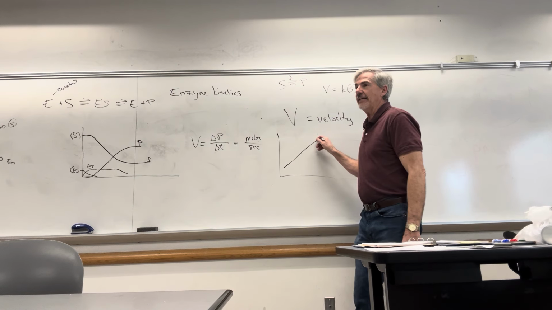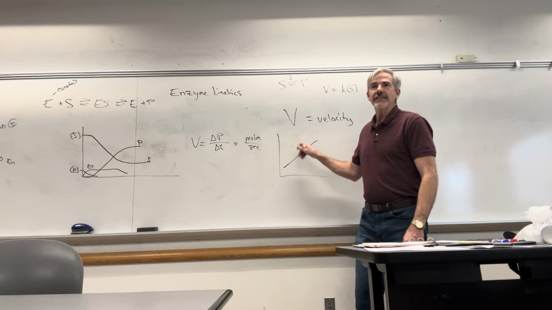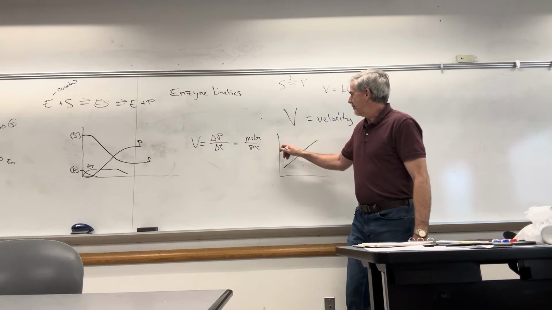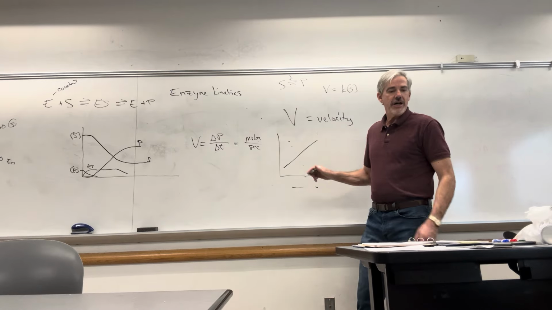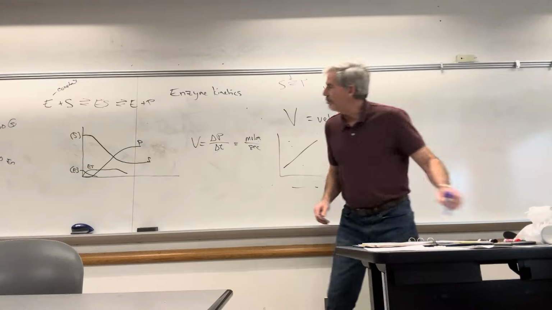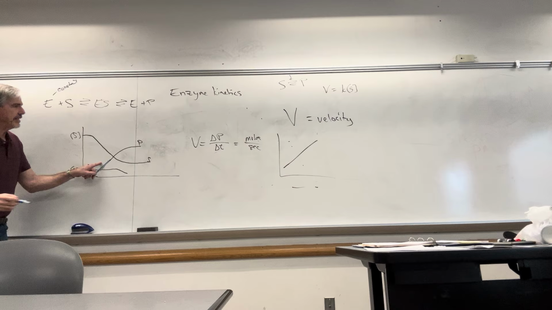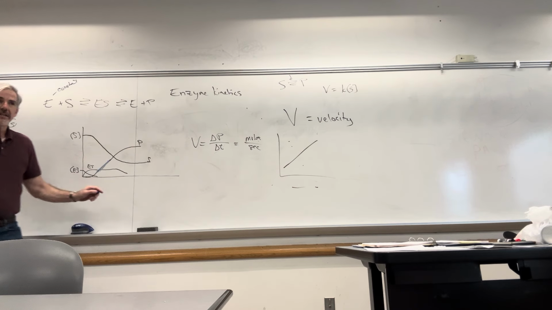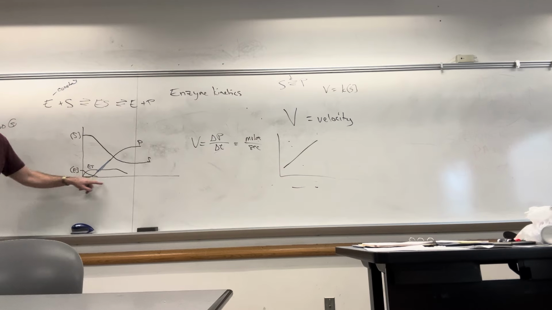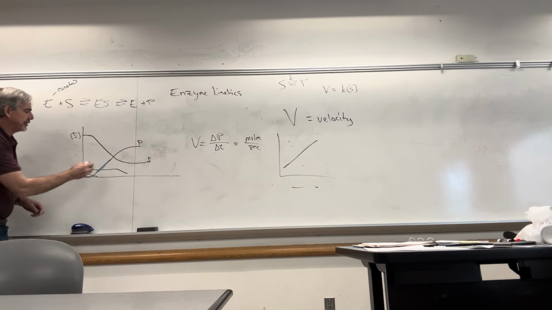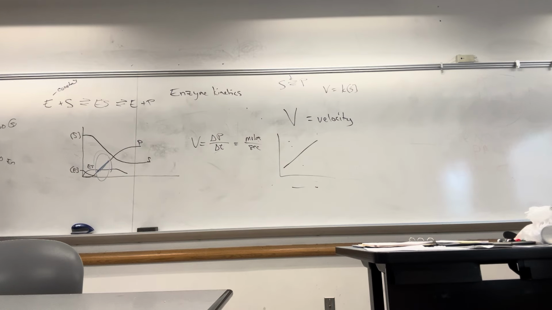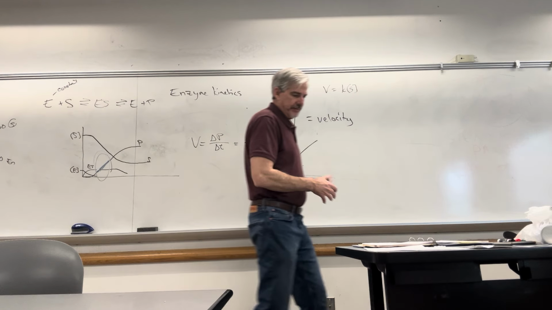If I've got a line, the slope of that line is the rate. So the amount of something over time. So that slope is my velocity. That's the change in the amount of product over time. So that's what I want to measure. I want to measure how fast my enzyme is making product.